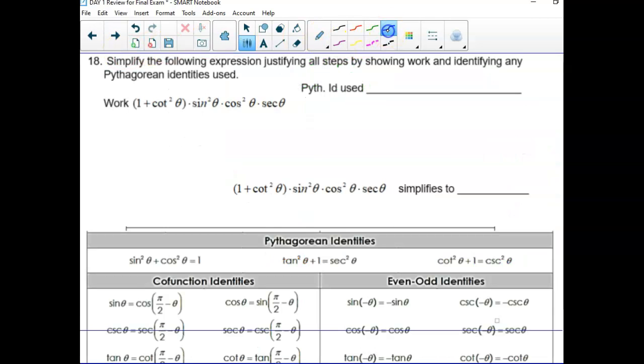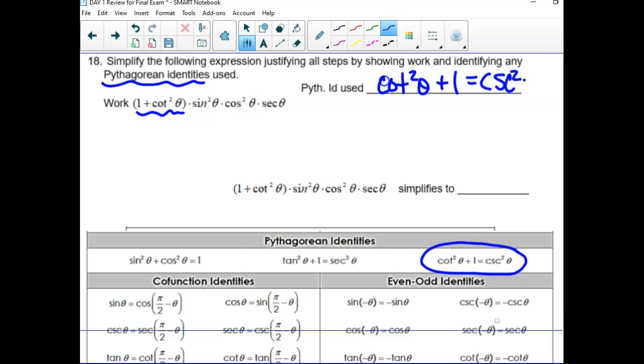All right. This is simplify, and it says which Pythagorean identity did you use? So 1 plus cotangent squared is this one. So that's what you write on this blank. Now, for this particular example, we didn't have to even rearrange it, right? Sometimes you have to rearrange them. And you could write it either way here, I wouldn't care. But 1 plus cotangent squared is just a cosecant squared times a sine squared times a cosine squared times a secant. I didn't do any trades yet other than that.